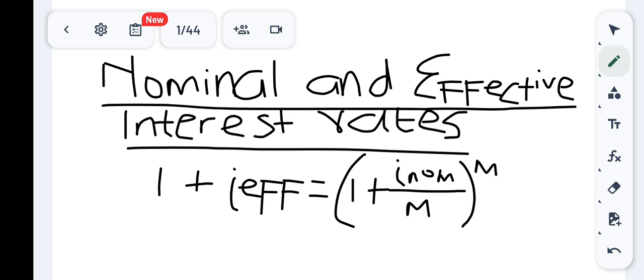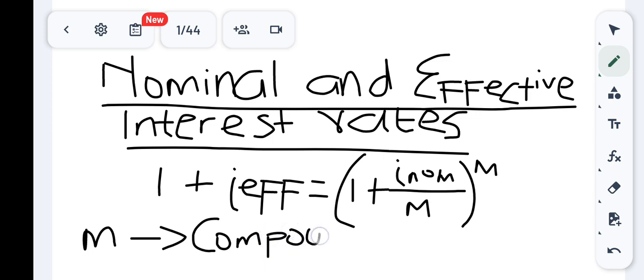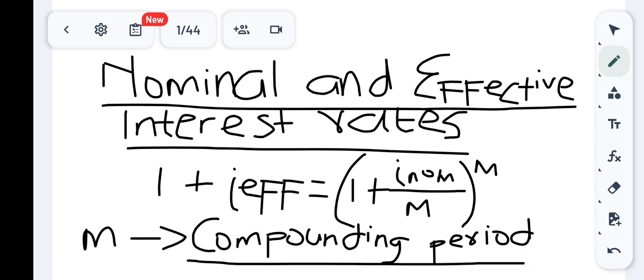So I effective is the effective interest rate, right? And then I nominal is the nominal interest rate, and then M, what is M? M is your compounding period. You remember compounding periods, different types: semi-annually, annually, quarterly, monthly. Nominal interest rate is usually compounded with different compounding periods, and then effective interest rate is compounded annually.